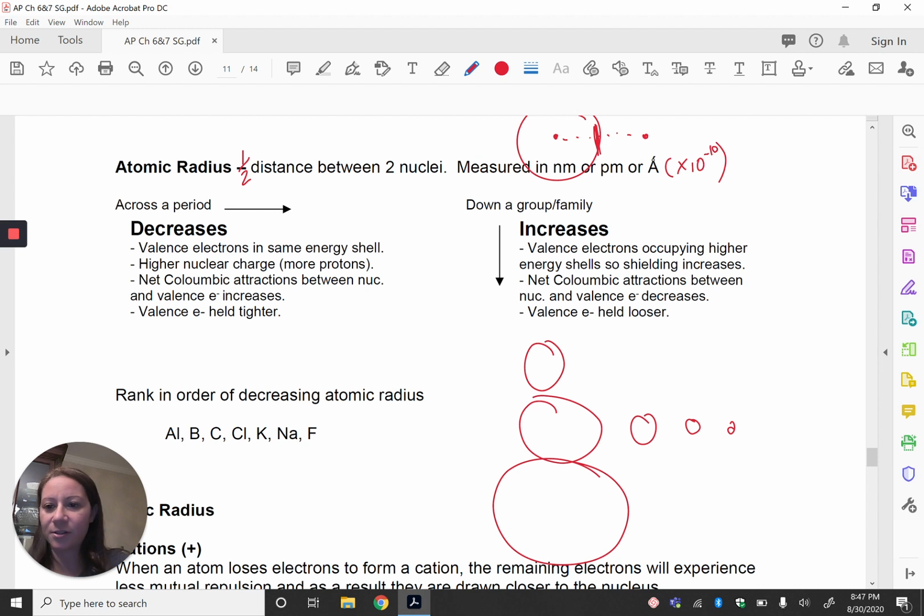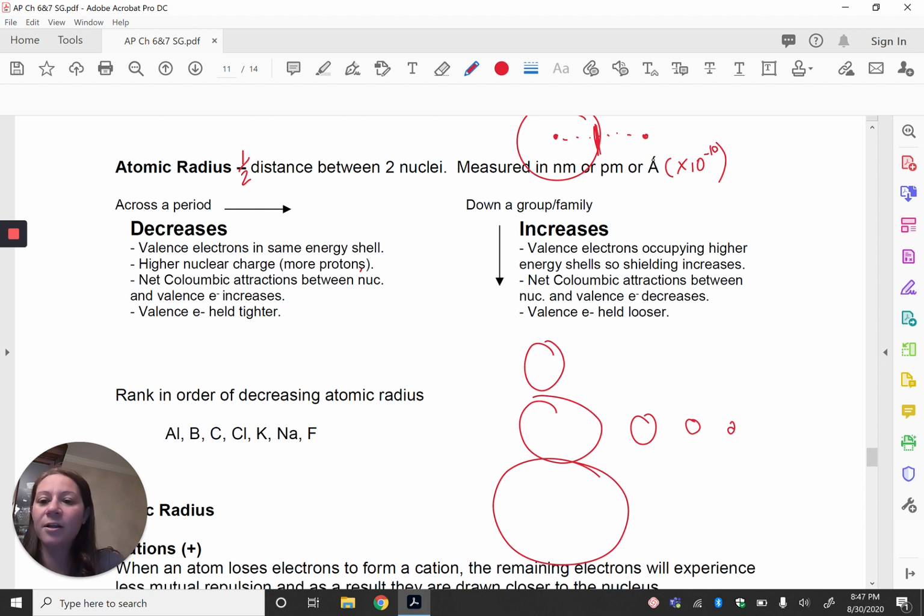Well, let's go across first, because across is first. So as you go across, you do have extra electrons, but they're in the same energy level, so there's not much extra shielding there. What's more important is you have more protons in the nucleus. So as you go across, more protons in the nucleus increases that net attraction. So valence electrons are in the same energy level, which means no extra shielding or minimal extra shielding. The higher nuclear charge, having more protons, means more attraction. So the net Coulombic attraction between the nucleus and the valence electrons goes up.